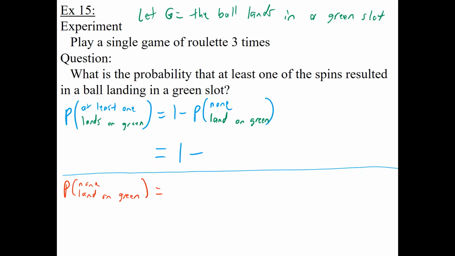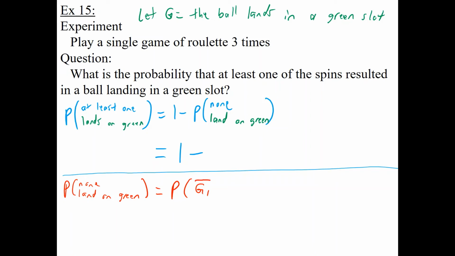Okay, so you have to think, what does it mean if none land on green? Remember, we're spinning the wheel 3 times. If none of them land on green, what does it mean happened the first time? It means the first time it didn't land on green. This would mean that it landed on green the first time. So the 1 is like the first spin, and G is lands on green. But I want to say the first time it didn't land on green, so you put a little line up here. Remember that line, that complement, is the same thing as not. This is the first spin didn't land on green.